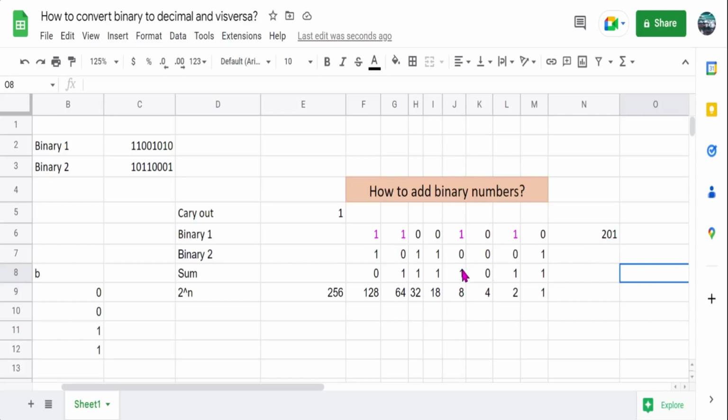The next task is converting the second binary number to decimal. That means I will add only this, this, this, this, and this values of 2 to the power of n. That means it is equal to this plus this plus this plus this number, and the last has a value of 1.